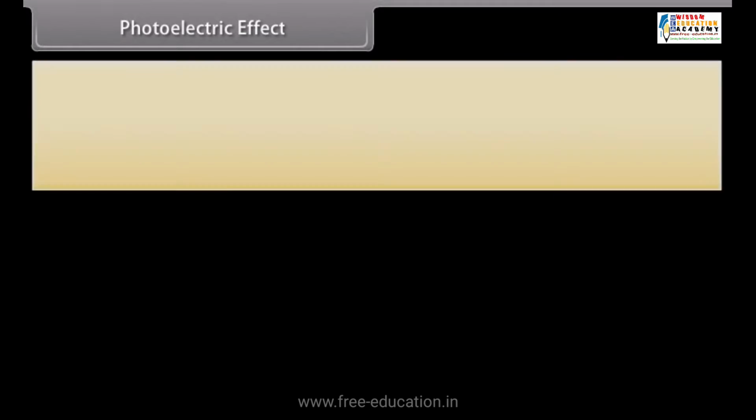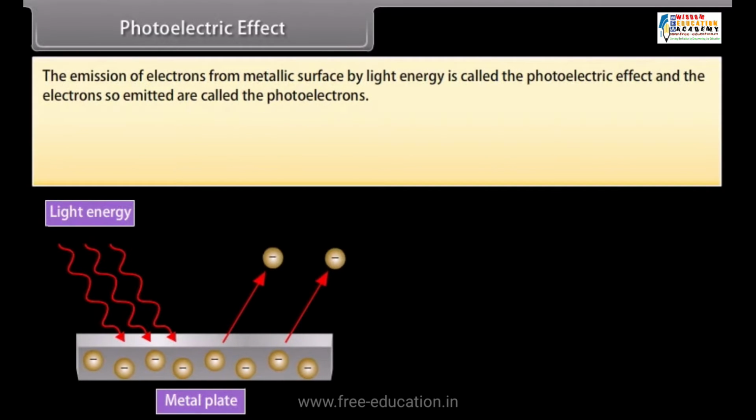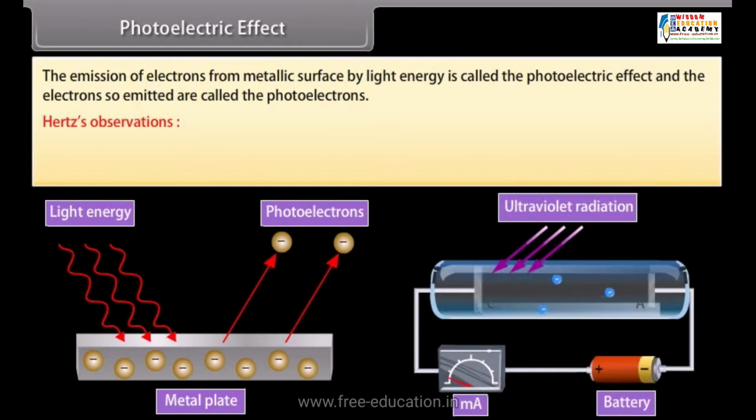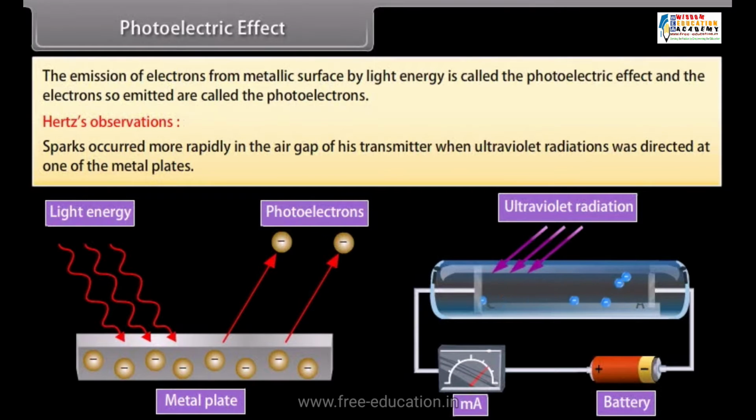Photoelectric effect. The emission of electrons from a metallic surface by light energy is called the photoelectric effect, and the electrons so emitted are called the photoelectrons. Hertz's observations. While performing an experiment for production of electromagnetic waves by means of spark discharge, Hertz observed that sparks occurred more rapidly in the air gap of his transmitter when ultraviolet radiation was directed at one of the metal plates. Hertz could not explain these observations, but other scientists did. They said that the cause was the emission of electrons from the metal plate due to incidence of high-frequency light. This is the photoelectric effect.